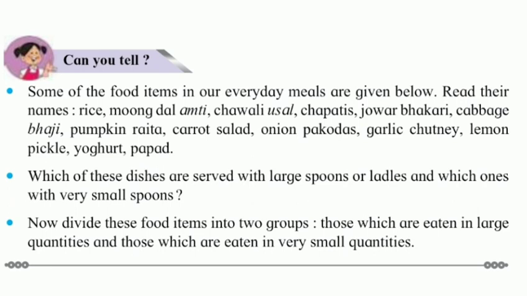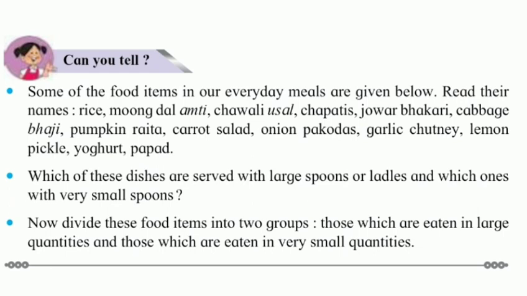So, which of these dishes are served with large spoons or ladles and which ones with very small spoons? Rice, moong dal, amti, chawli usal and cabbage bhaji are the dishes that are served with large spoons or ladles, and the items which are served with small spoons are pumpkin raita, carrot salad, garlic chutney, lemon pickle and yogurt.